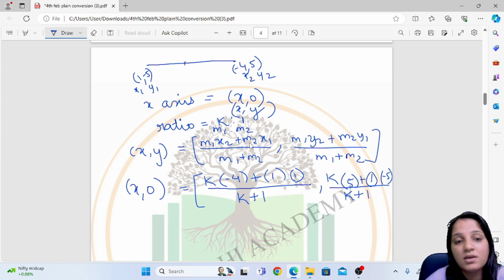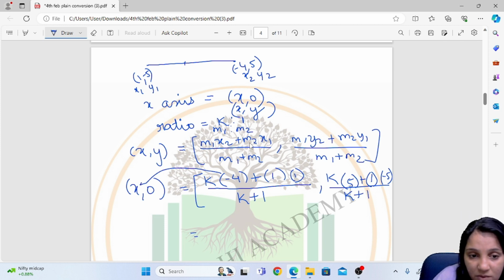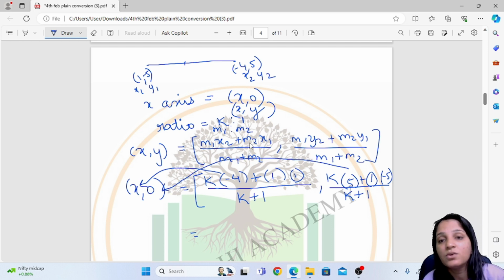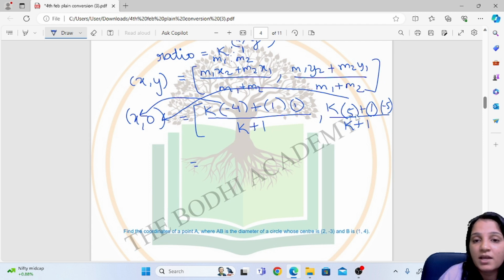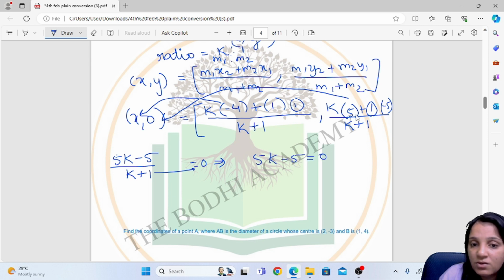Upon k plus 1. Now see, this point will be equal to x and this equation will be equal to 0. So which equation can we take to get the value of k? Obviously this second equation. So 5k minus 5 upon k plus 1 will be equal to 0. Now we'll cross multiply, this will be equal to 0. So 5k minus 5 equal to 0, 5k equal to 5, k will be equal to 5 upon 5.